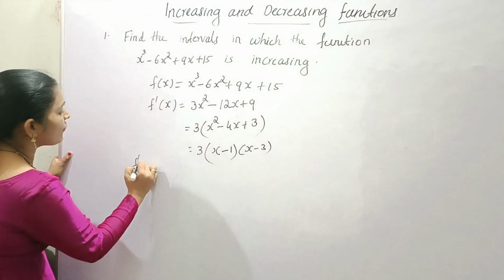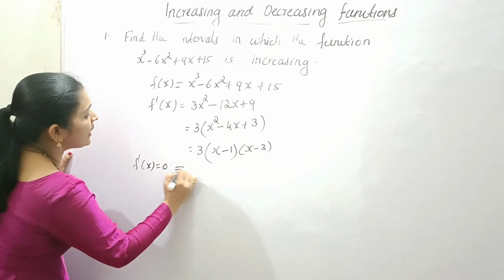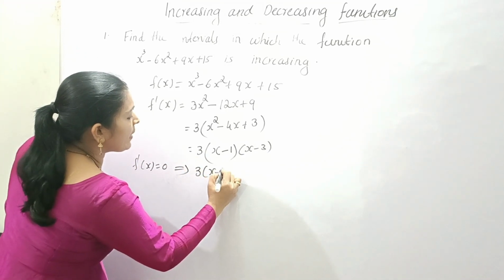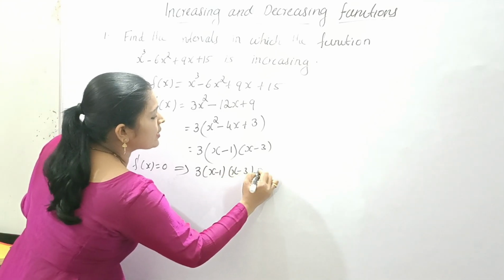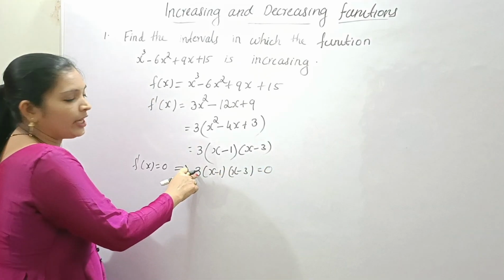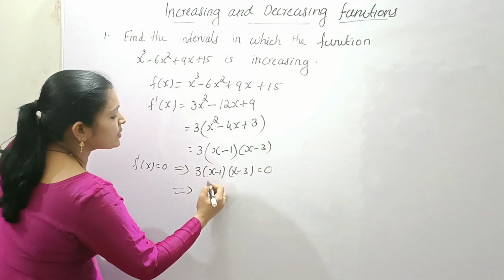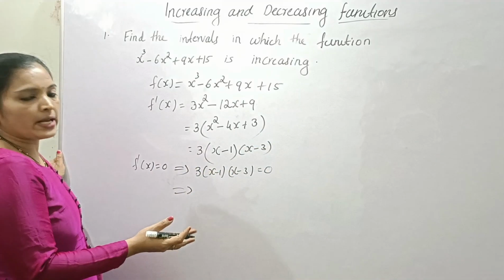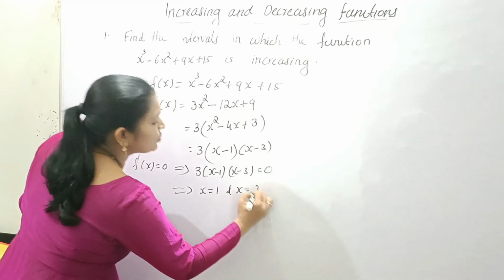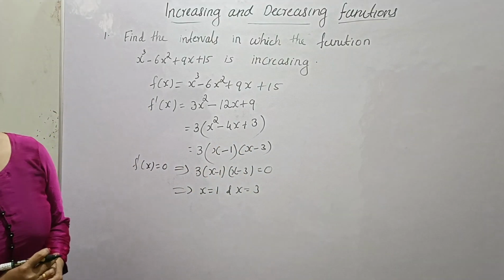Next, f dash of x is equal to 0, to find the critical values, okay? 3 into (x minus 1) into (x minus 3) is equal to 0. That implies, taking the 3 to the right side, x minus 1 is equal to 0 or x minus 3 is equal to 0, that implies x is equal to 1 and x is equal to 3. So these are the critical points.